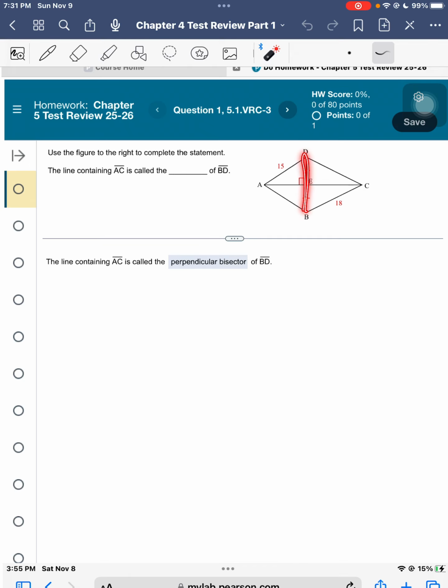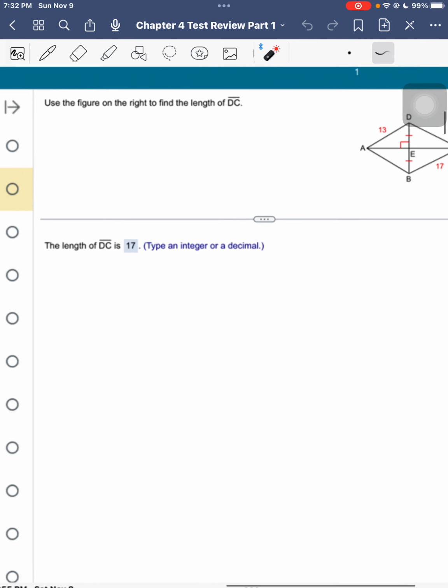If we look at BD, they each have one tick mark. That means that this AC is bisecting it. And not only is AC bisecting BD, it's also bisecting it at 90 degrees. So we call that a perpendicular bisector. Do not get it confused. AC is the perpendicular bisector of BD, but BD is not the perpendicular bisector of AC. That's important to understand because there's no tick marks here.